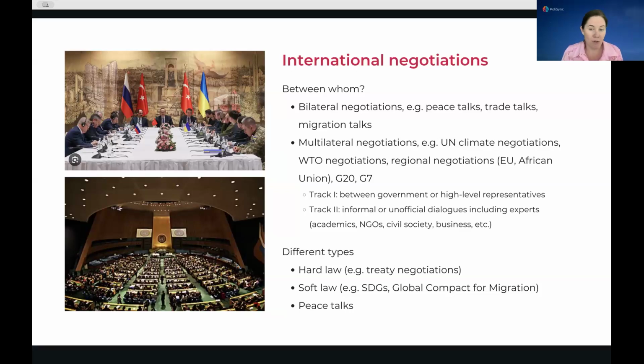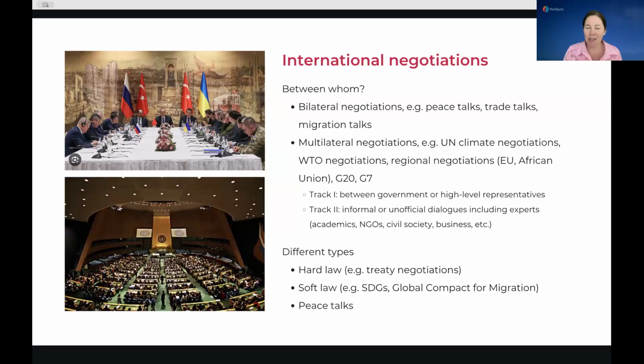There can be multilateral negotiations. So, for example, the United Nations climate negotiations, World Trade Organization negotiations, regional level negotiations, such as at the European Union, the African Union, etc. Or you can even have small multilateral groupings of countries negotiating separately. So, for example, the G20 or the G7.